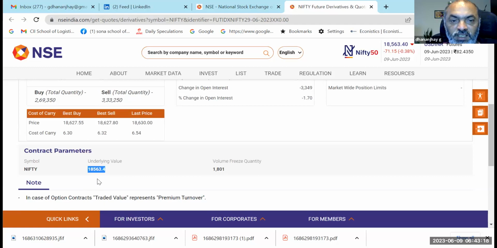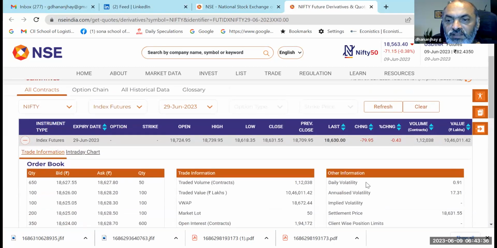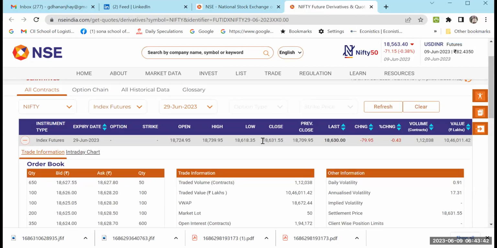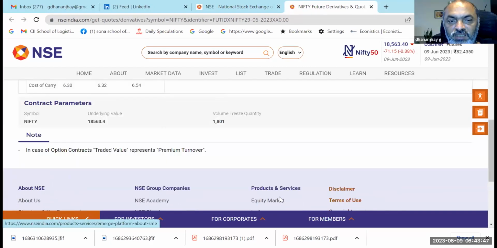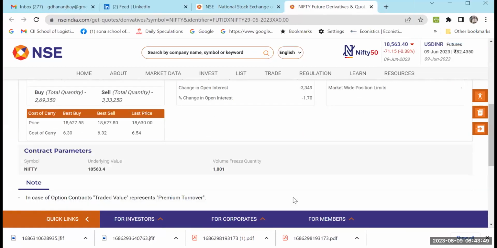Are you able to see my highlighted value? Underlying value, sir. Underlying value. That means what? What is the difference between this and that? This is 18,563, whereas this is 18,631. Why are there two prices? Or what is this price?